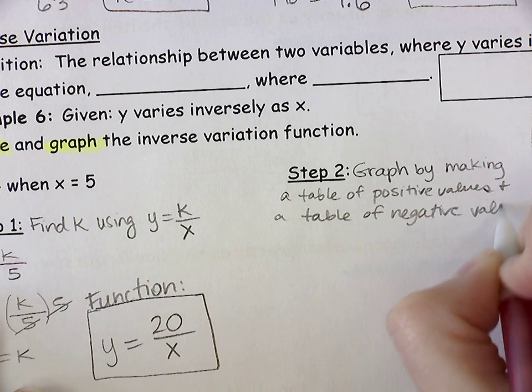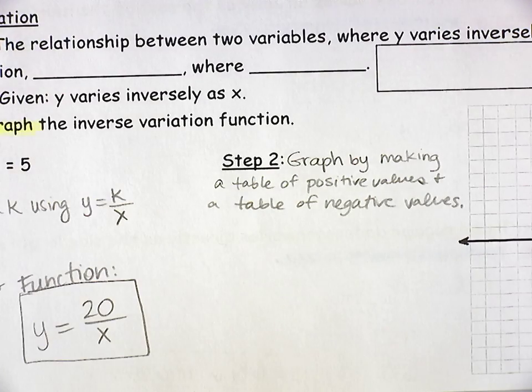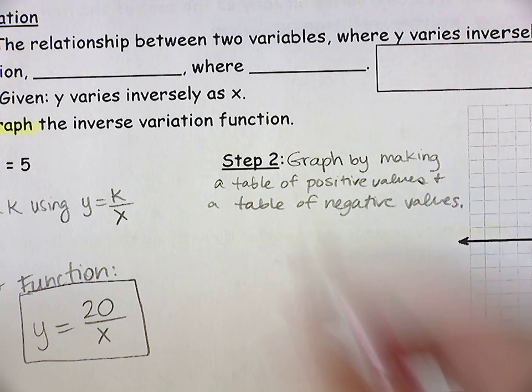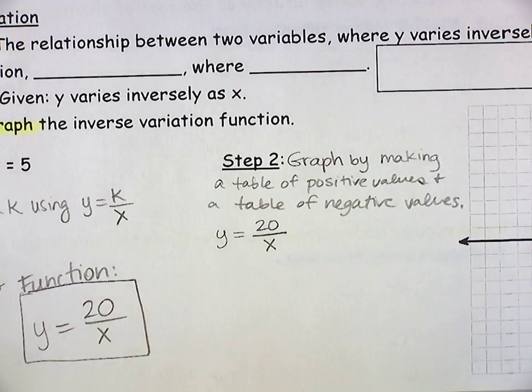Okay, so we're going to make 2 tables for this. We're going to graph by making a table of positive values, and we're going to graph by making a table of negative values. And I'm going to show you another way that you can do this really easily without using your calculator. So this is our equation, y equals 20 over x, okay?